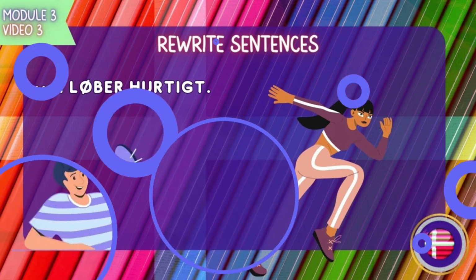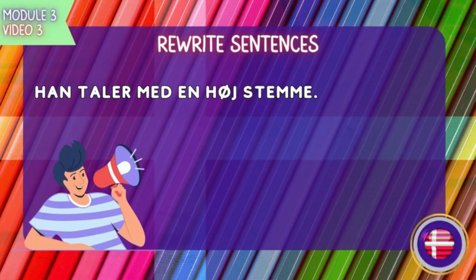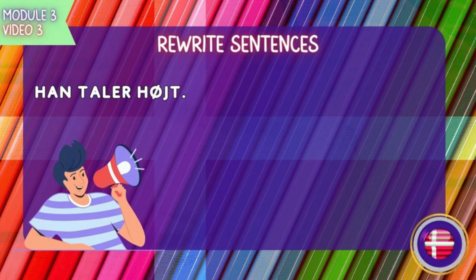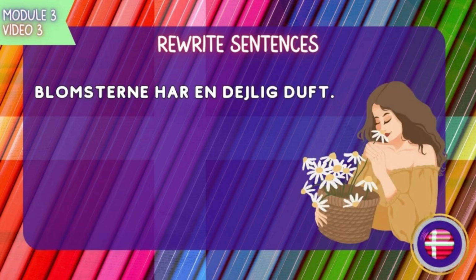Your turn. Transform this sentence. "Han taler med en høj stemme." He's speaking with a loud voice. I'm going to take the adjective, throw a T on it, and transform it into an adverb, thus creating "han taler højt." He's speaking loudly. One more. Give this one a go.